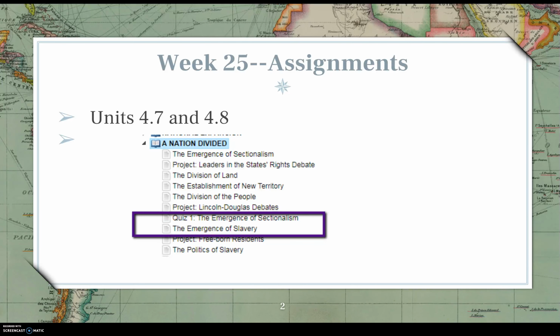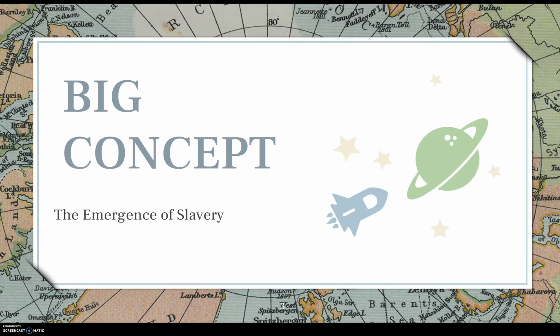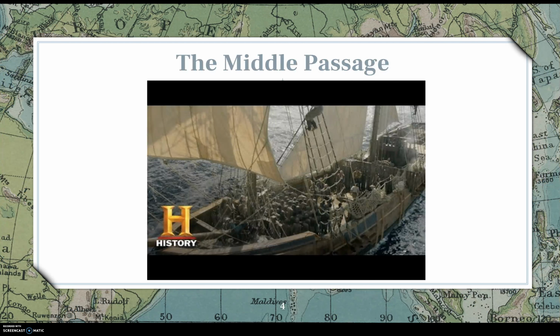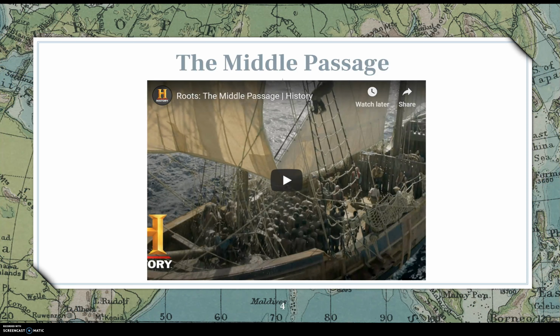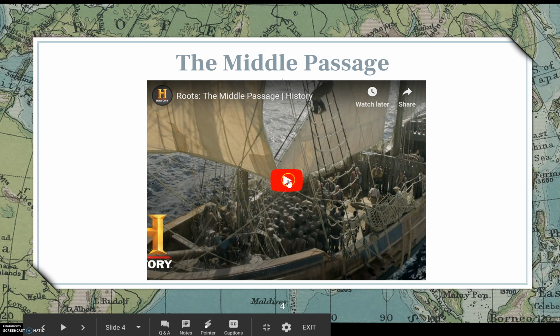This week you're completing units 4.7 and 4.8, so the quiz on the emergence of sectionalism and the emergence of slavery. The big concept is dealing with and learning about slavery and what was happening and how it affected people. And here is a video on the Middle Passage, a very important part of history.